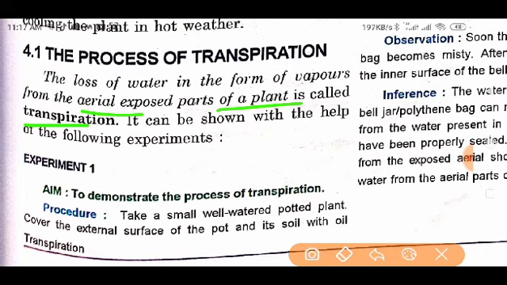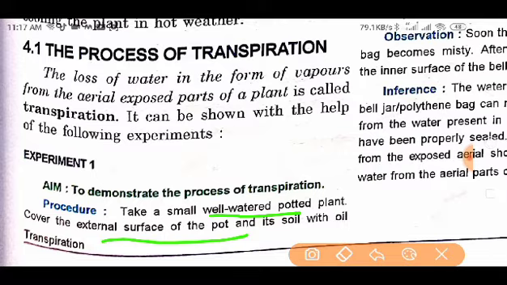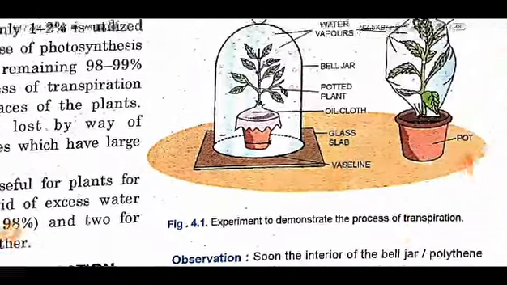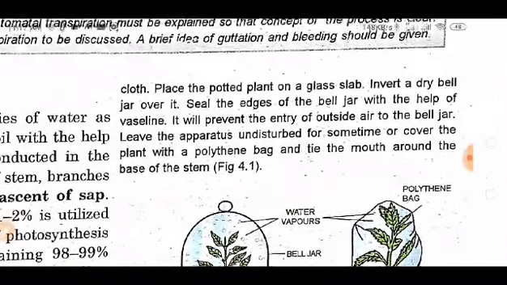It can be shown with the help of the following experiments. Okay, there are some experiments also given on your course book. So first experiment is to demonstrate the process of transpiration. Procedure: take a small well watered potted plant. Cover the external surface of the pot and its soil with oil. You can see in figure also, like that you have to do.